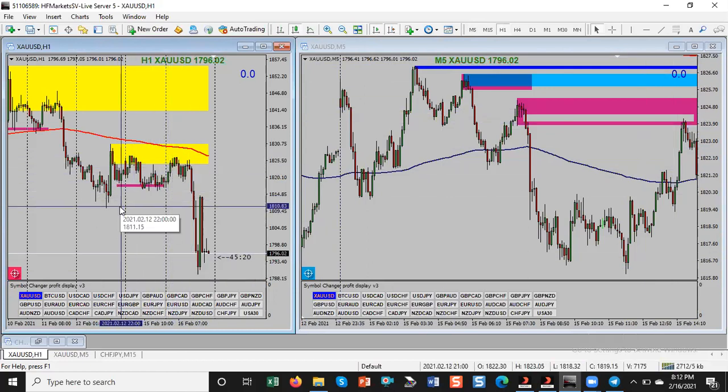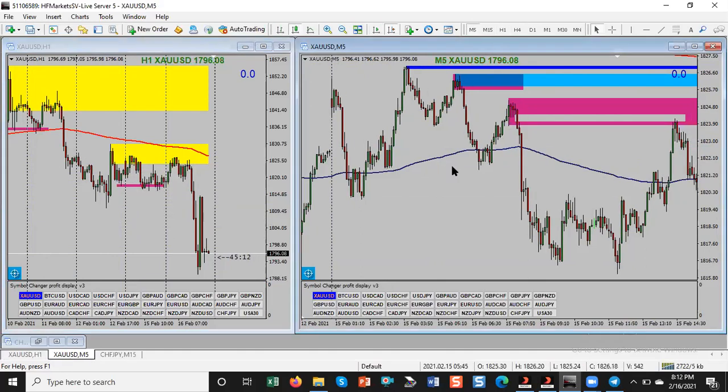So what we are looking at is when price retests the zone in the 5 minutes time frame, on the retest of the zone, which is this one or the first one.